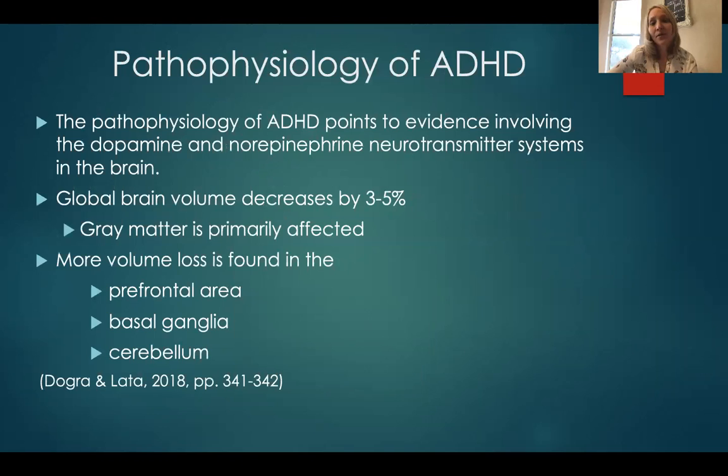Let's look at the pathophysiology of ADHD very briefly. The pathophysiology of ADHD points to evidence involving the dopamine and norepinephrine neurotransmitter systems in the brain. The global brain volume decreases by 3 to 5%. The gray matter is primarily affected in this volume loss. Then more volume loss can be found in the prefrontal area, the basal ganglia, and the cerebellum.